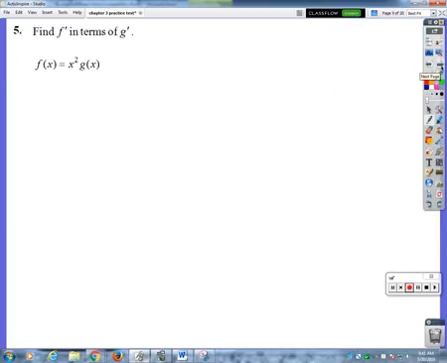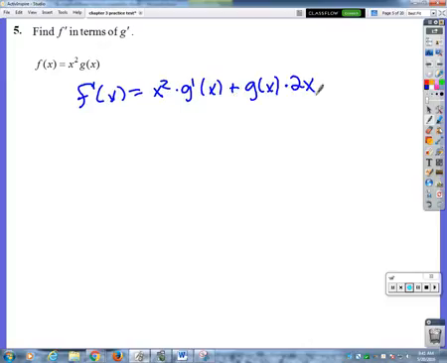Okay, what do we do with this one? Everything, right. Product rule, product rule, product rule. First one times the derivative of the second one plus the second one times the derivative of the first. Okay? And that's why it says find f prime in terms of g prime. That's a clue that there's going to be a g prime in your answer.